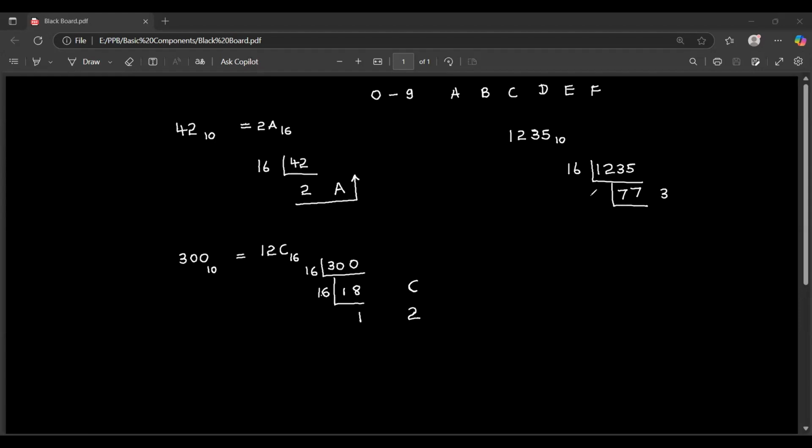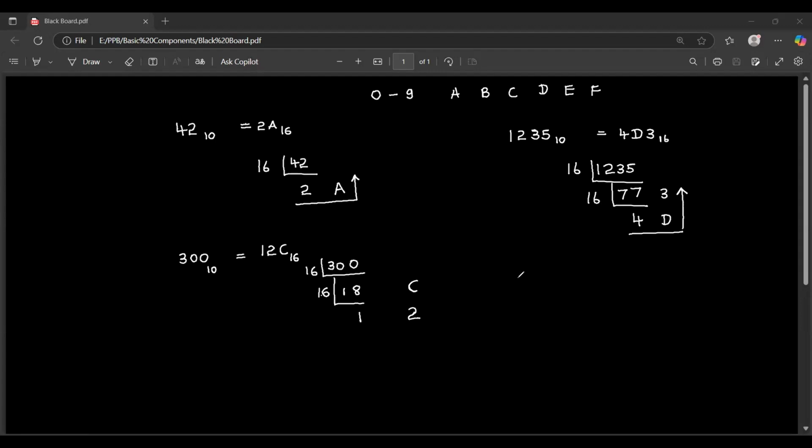Now we can divide 77 again by 16, and 4 is the option. So 4 times 16 is equal to 64. 77 minus 64 is equal to 13. We can't write down 13. Instead of 13, we have to write down D. So the final answer will be 4D3 to the base 16.